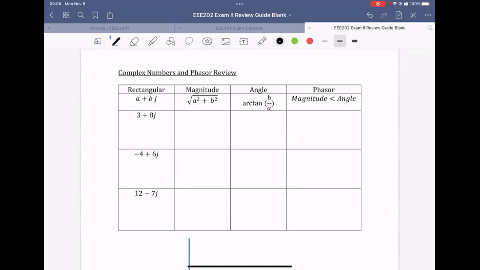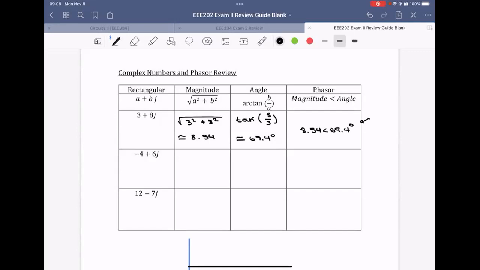Here we would have the square root of 3 squared plus 8 squared, right? That's going to give us just about 8.54, and then arctan of b over a, 8 over 3, is 69.4 degrees. So 8.54 angle 69.4 degrees. Don't forget that degrees sign. That's really important. If not, it'll be considered radians.